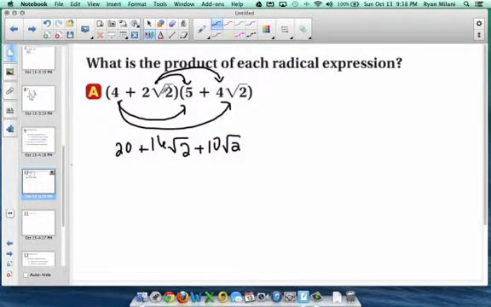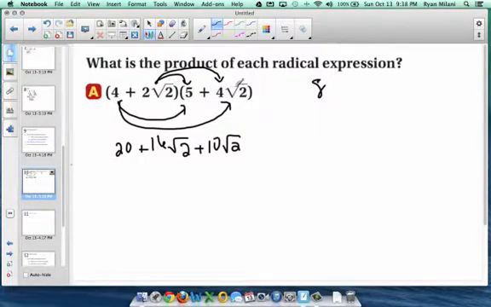Last thing, and this may be something that may trip some people up, so I'm going to go slowly. I'm doing 2 square root of 2 times 4 square root of 2. Multiply the coefficients, and I get 8. Now this is going to simplify, so I'm going to put that over here. 8. Now I multiply my square roots.